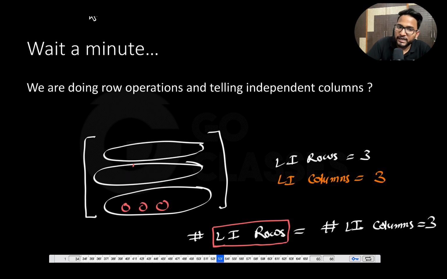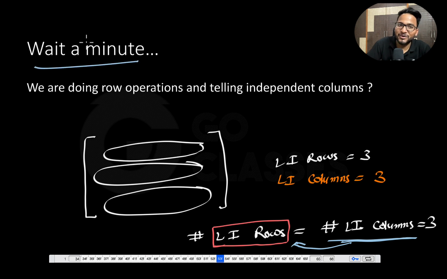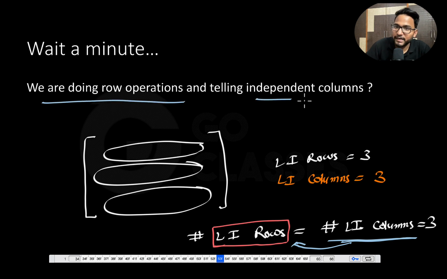So for the number of linearly independent rows, that's okay, we can say something like this. But why are we able to claim that the number of linearly independent columns and the number of linearly independent rows are actually equal? That is my question. Everything is over, but just a minute. We are doing some row operations and telling about the independent columns. How is it possible?